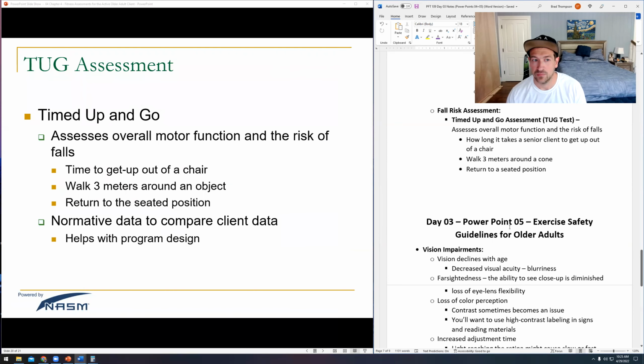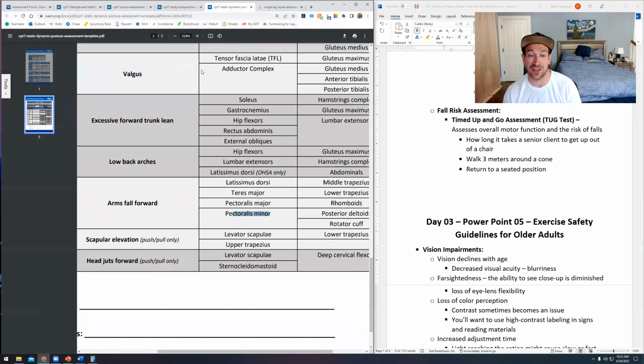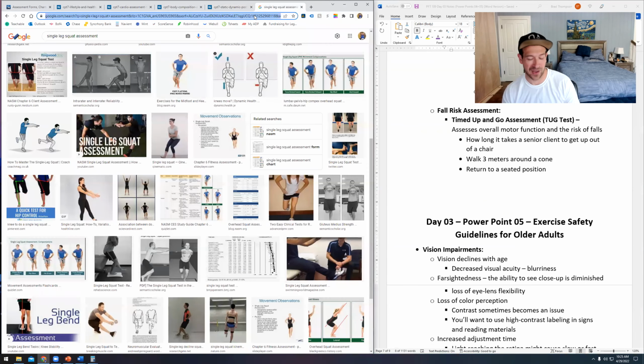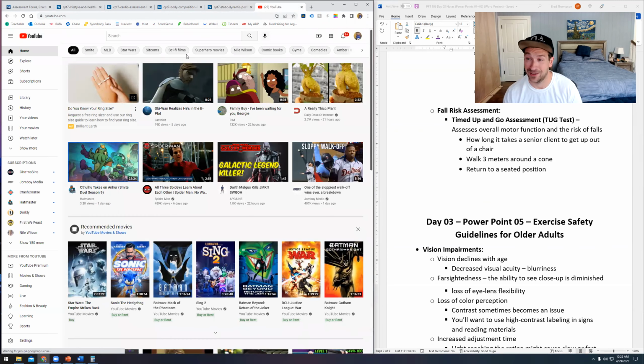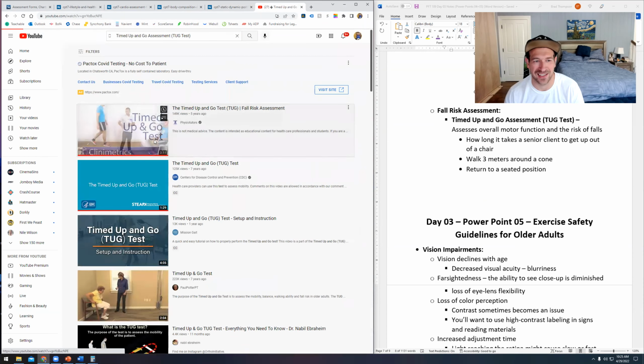Lastly, this is a special one for our senior clients only. Well, I mean, it can be for senior clients. So you can do it with anybody. It's safe for anybody, but the timed up and go assessment. We are going to practice this next time just because I think it's fun. I know it doesn't have anything to do with posture, but it's really fun to watch adults do this assessment because they get really competitive. But the timed up and go test.